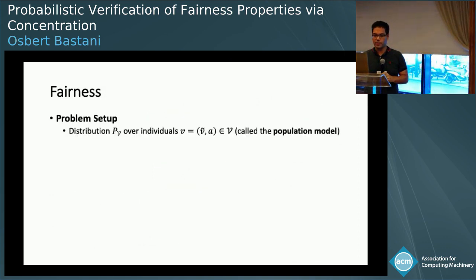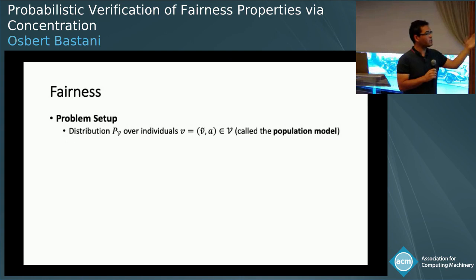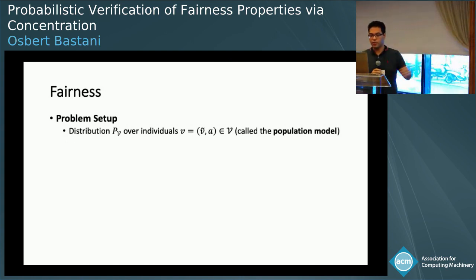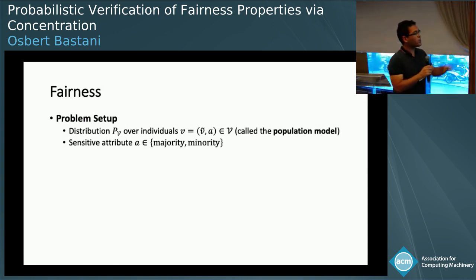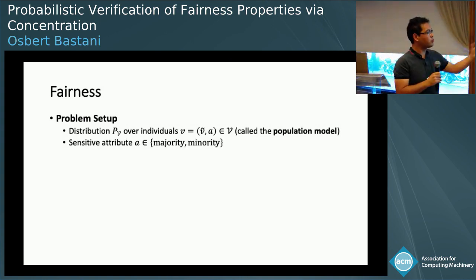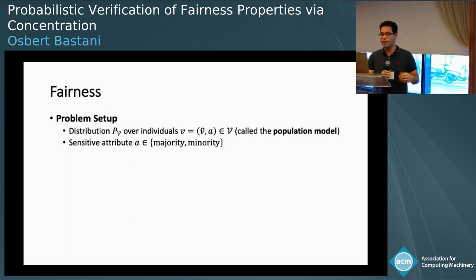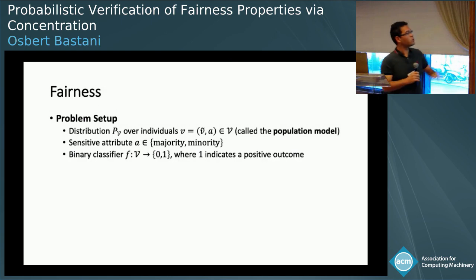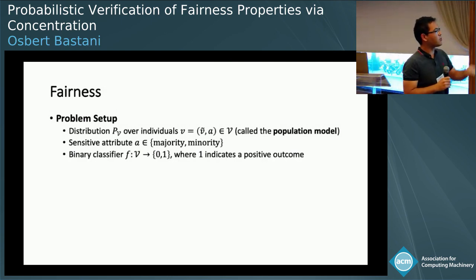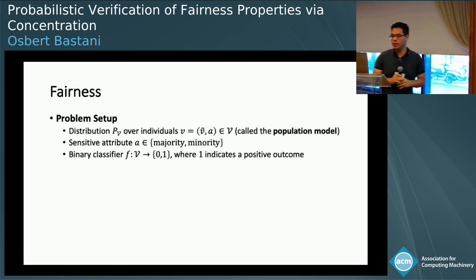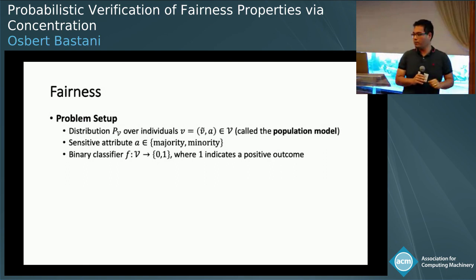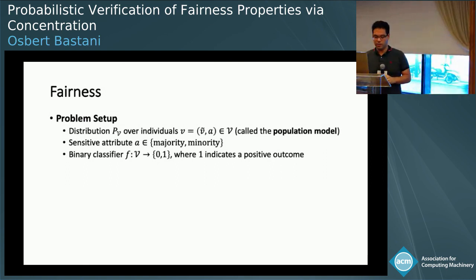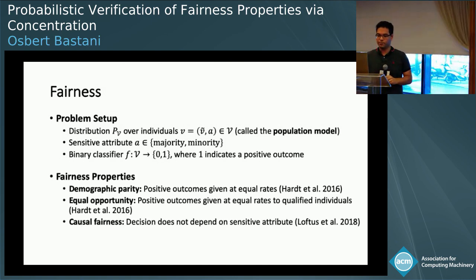So just to formalize this setup, we assume that we have a probability distribution over individuals, which is called the population model. And one component of the individual attributes is a sensitive attribute, A, which indicates whether they're from the majority or minority subpopulations. And we're also given a binary classifier. For example, F might be a learned neural network, and it basically maps individuals to outcomes where 1 indicates a positive outcome and 0 indicates a negative outcome.